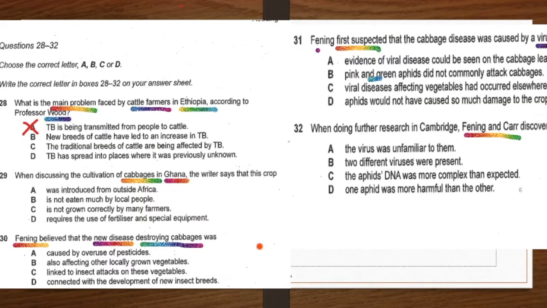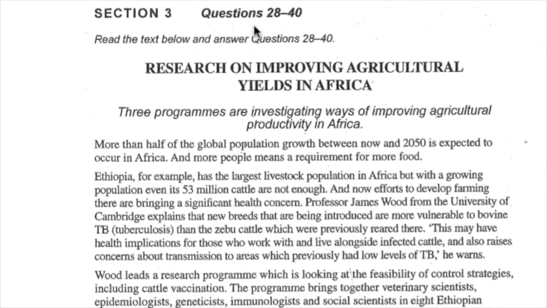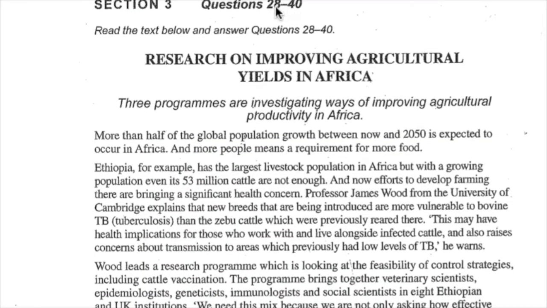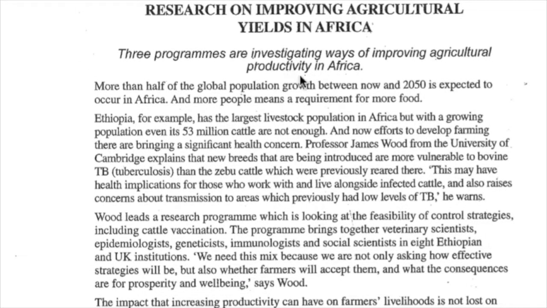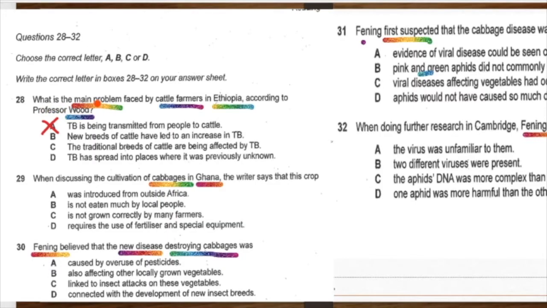In a way, we have got some idea of what the passage is about, right? So let's go to the passage now. It's from section 3. This is the longest passage. So from 28 to 40, about 12 questions are based on this passage only. Three programs are investigating ways of improving agricultural productivity in Africa. The question is, what is the main problem faced by farmers in Ethiopia, according to Professor Wood?